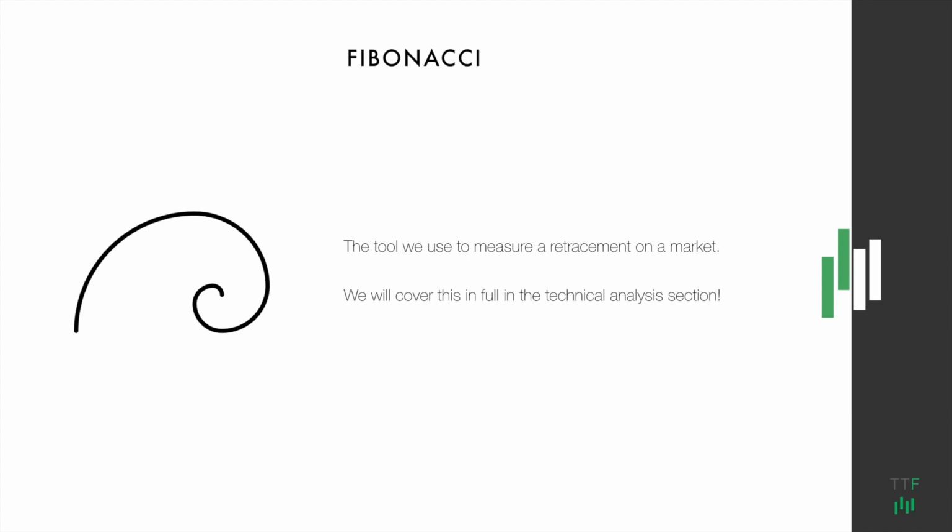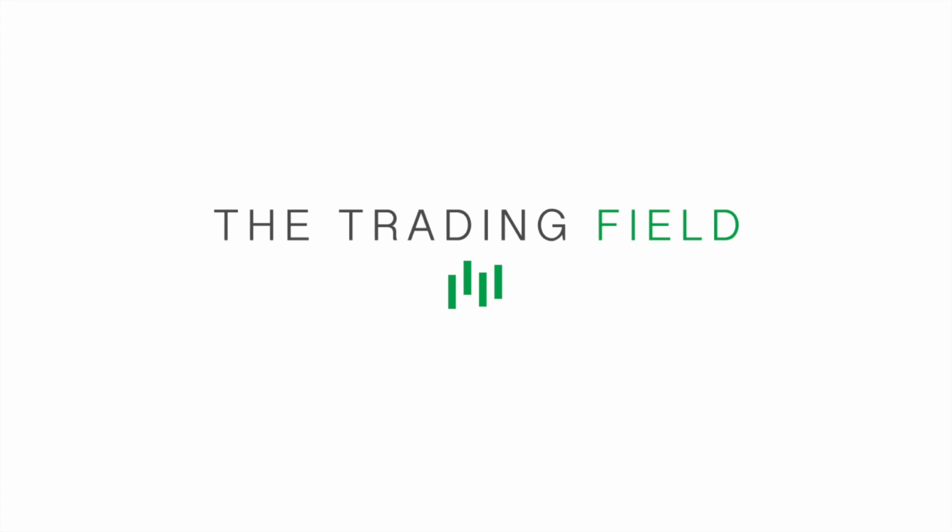We then have Fibonacci. Fibonacci is a tool that we use to measure retracements. We'll teach you how to set it up and where to try to identify these areas. What they do is provide us with an area where we can predict where the market might turn, where the market might turn and retrace. We'll cover this one later as well. And that completes it for now.